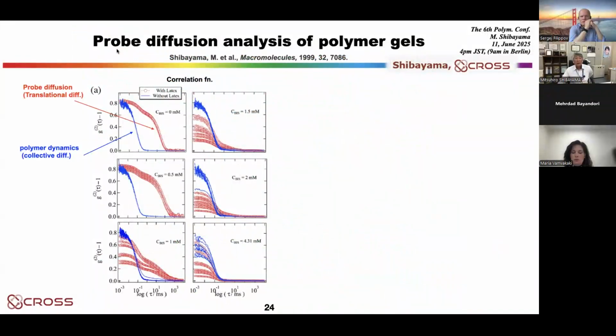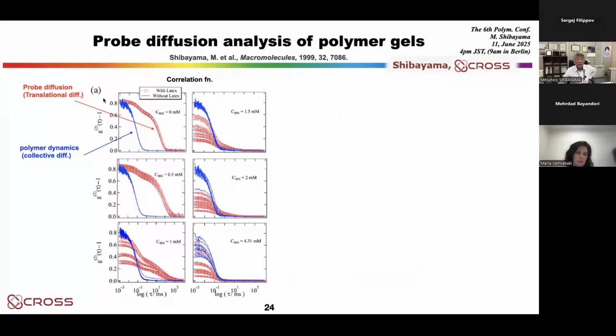Okay, so now let me move to the probe diffusion analysis of polymer gel. The polymer gel is a very interesting system, but at this time, I don't have very good correlators. The scattering setup laser beam is only 5 milliwatt. So we decided to put in a probe like polystyrene latex. This is the case without latex and with latex.